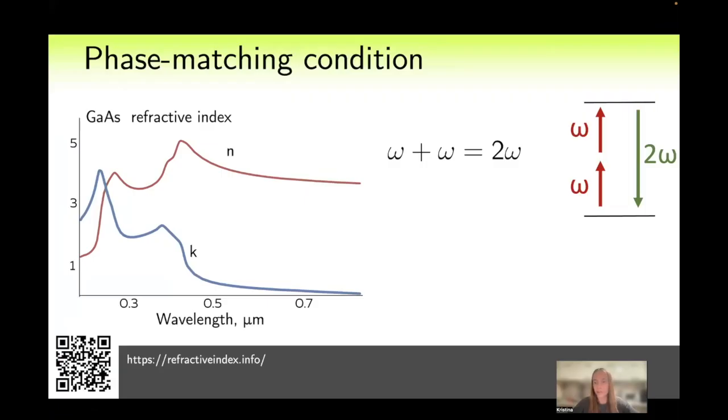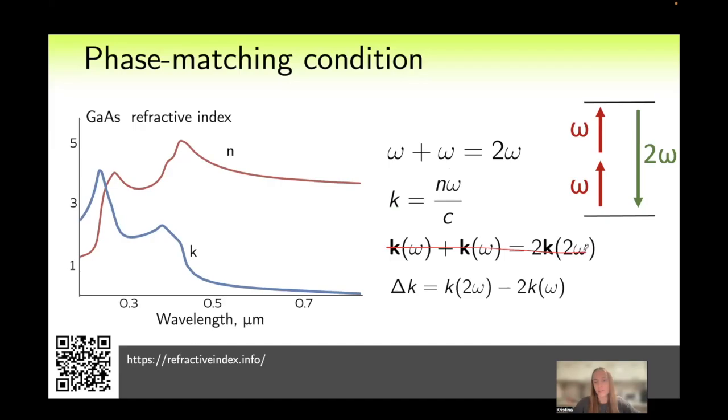As you may have already noticed, in the second harmonic process, the energy conservation law is fulfilled. The frequencies simply add up. Based on the following formula, which relates the k-vector to the frequency of light, we would also like to write the law of momentum conservation. But unfortunately, we cannot do it, because the k-vector is also related to the refractive index of the structure.